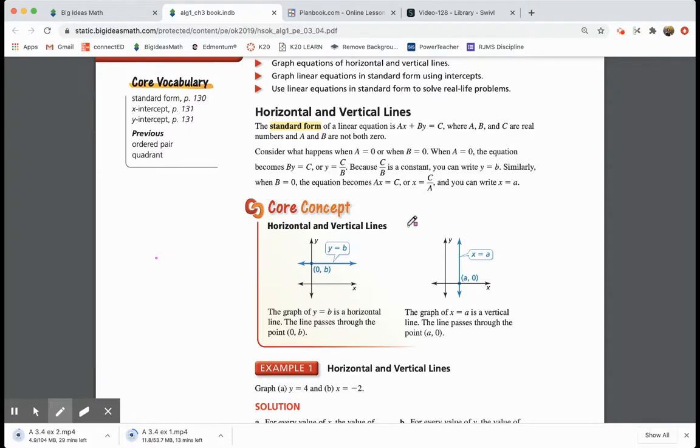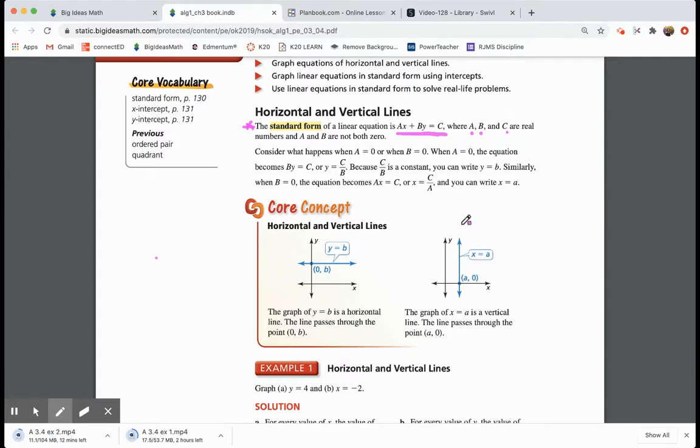Okay, so the first thing I want you to write is this first sentence where it says the standard form of a linear equation is ax plus by equals c. And then you might make a note under it or just write the sentence where it says where a, b, and c are real numbers and a and b are not both 0. So all that means is this is just a generalized form. A, b, and c would be numbers. X and y would still be there, okay?